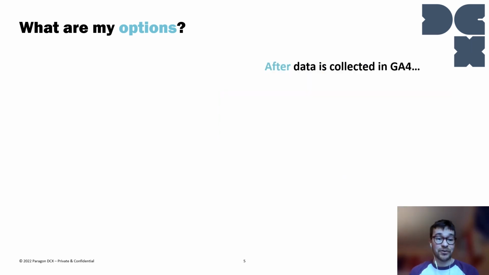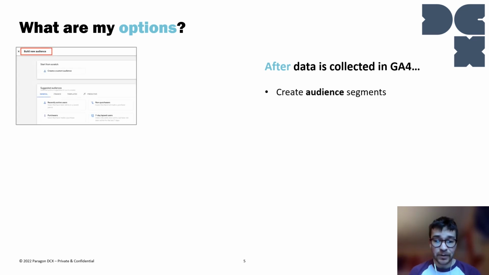Secondly is what you can do after your data's been collected in GA4. So you can make use of a lot of new features that have been integrated into the GA4 reporting interface. Firstly, create audience segments, so you can create different audiences based on different kinds of user interactions and group those into different subsets of data so you can compare those within a GA4 property.